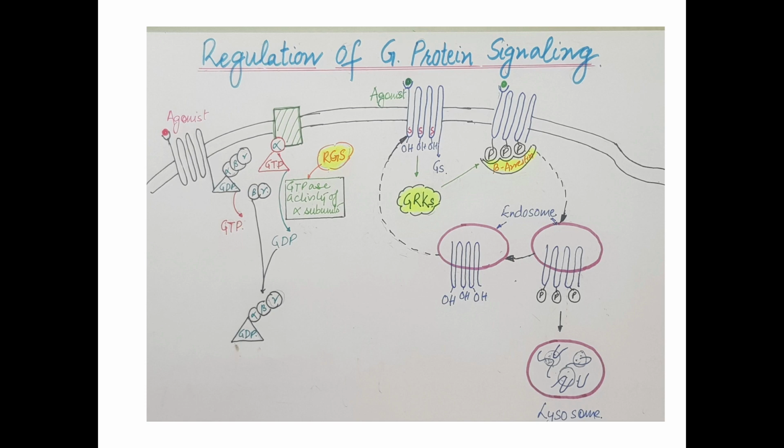So that's all about the regulation of the G protein signaling, especially the off mechanism. It is by RGS, that is regulator of G protein signaling, and GRKs, that is G protein receptor kinases.